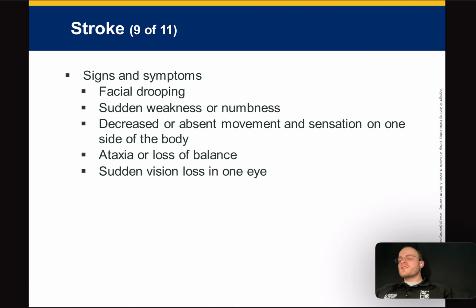Now, what are the signs and symptoms of stroke? I'm going to give you a mnemonic. First, facial droop. What you'll see is facial droop of the lower face. There's a condition called Bell's palsy, which I'm going to talk about later, where the whole face will droop. That doesn't happen in stroke. In real stroke, just one side of the face will droop, like the left side of the face.